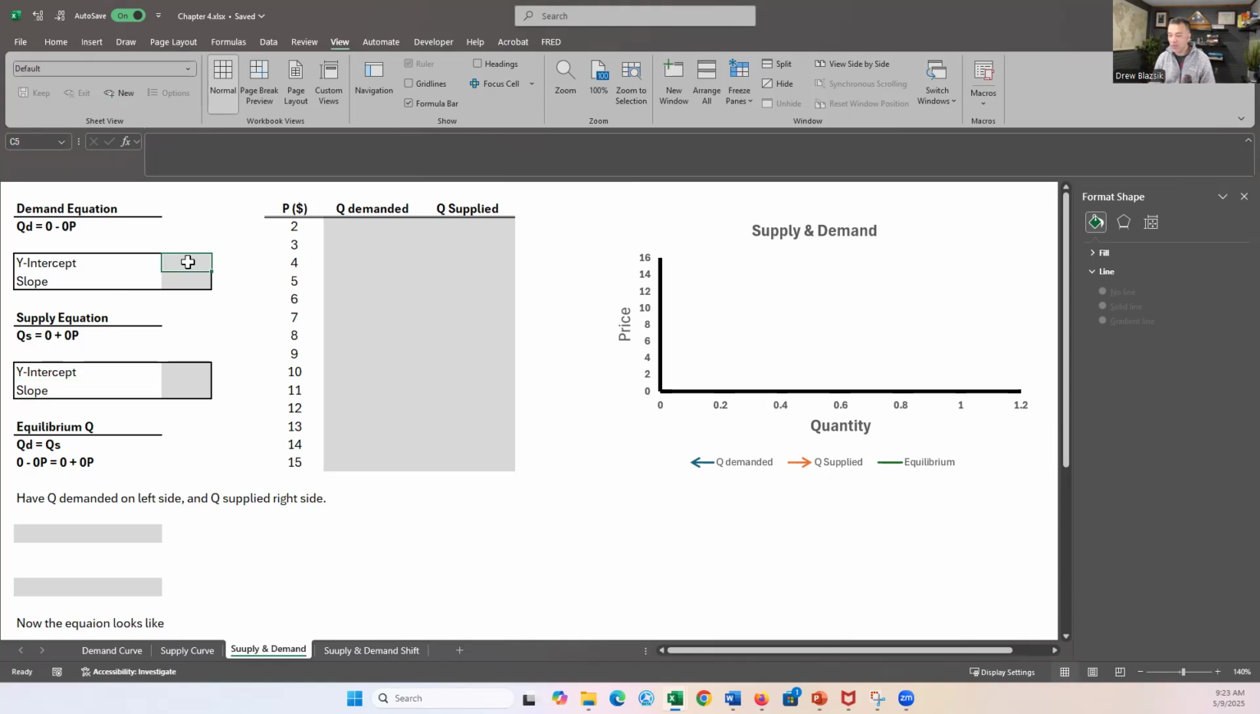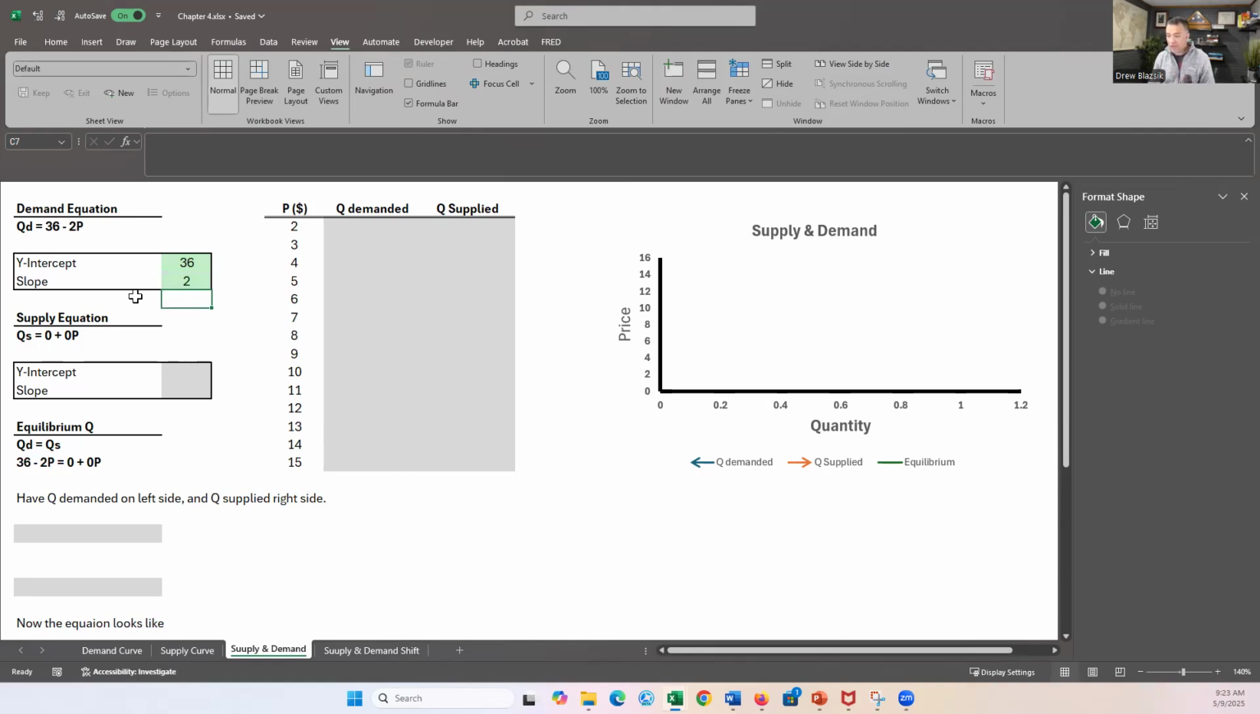So let's just put a value there. This is for the demand curve. I'm going to say 36. So it's saying the quantity demanded is equal to 36 minus. Now we want to know how much it slopes. Again, it's minus because it is inversely related to price, so I had to have a minus. I'm just going to put 2 there.